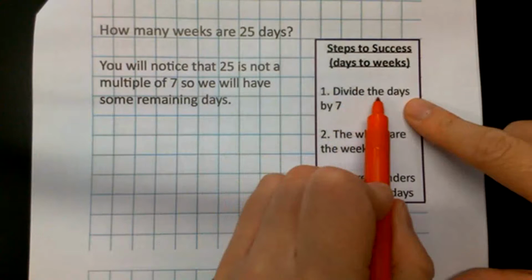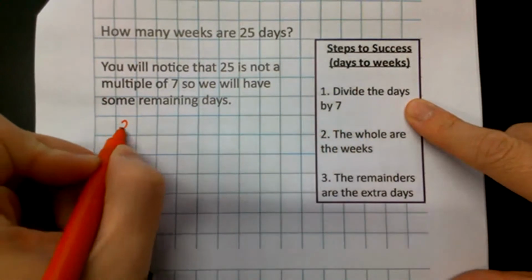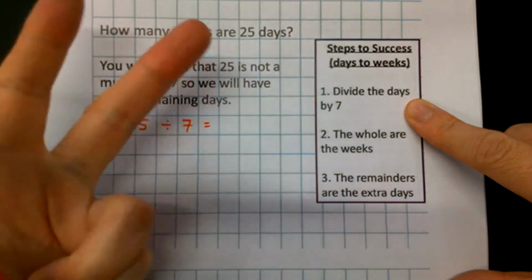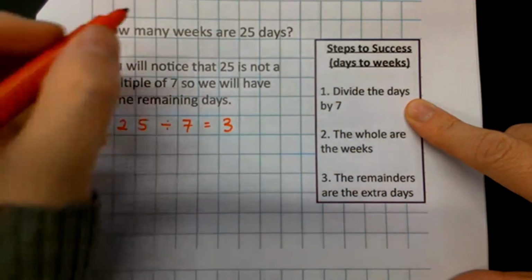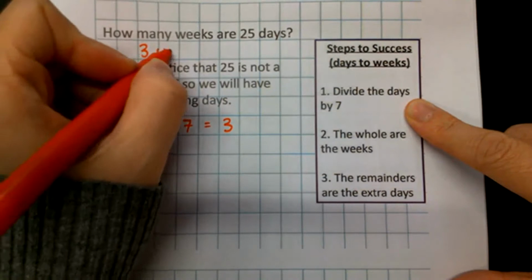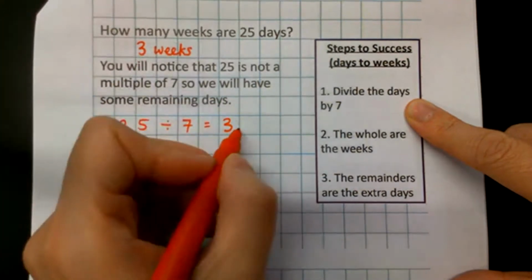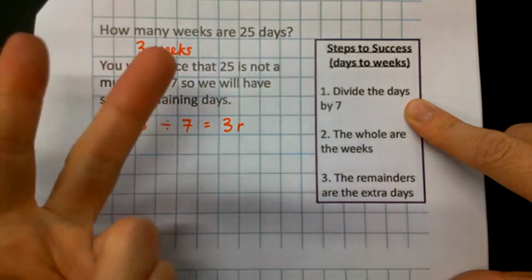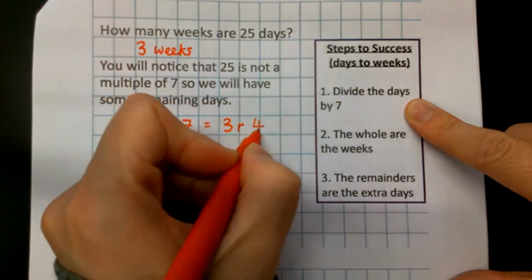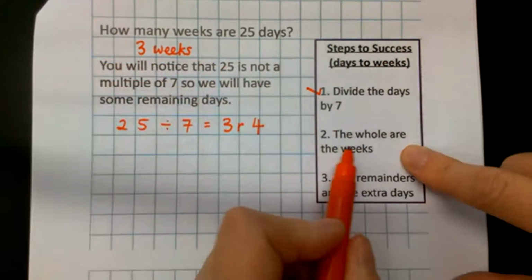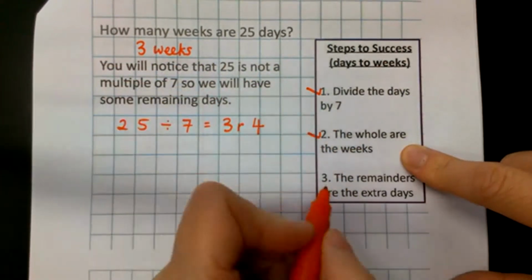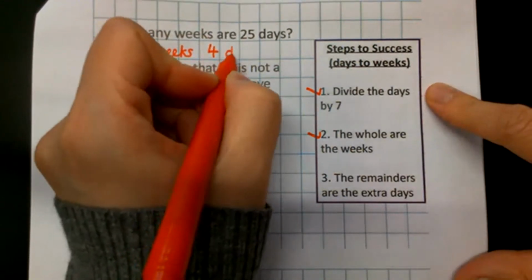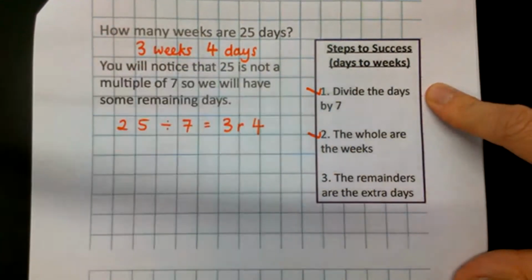Let's take a look. Number 1, I'm going to divide the days by 7. So 25 divided by 7 equals 7, 14, 21. That's 3. So I'm going to write 3 weeks. And then I have remainder 21, 22, 23, 24, 25, remainder 4. Okay, so the wholes are weeks, which I've done here, and the remainders are extra days. So I have 4 remainders, so they become my days: 3 weeks and 4 days.